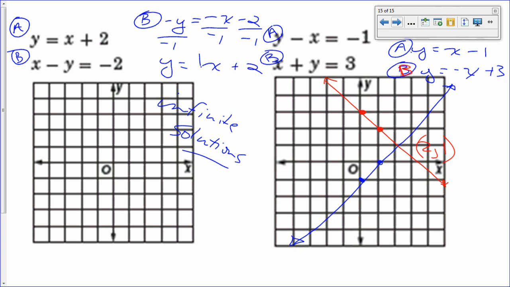Get our check. Put 1 in for y, 2 for x. 2 minus 1. So it'll work on that one, right? Yes. Okay, put 1 in for y, 2 in for x. Negative 2 plus 3. So it's gonna work there. So that's my solution. Okay? Everybody see how that works?